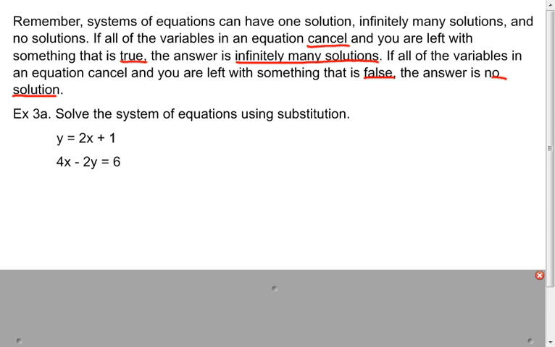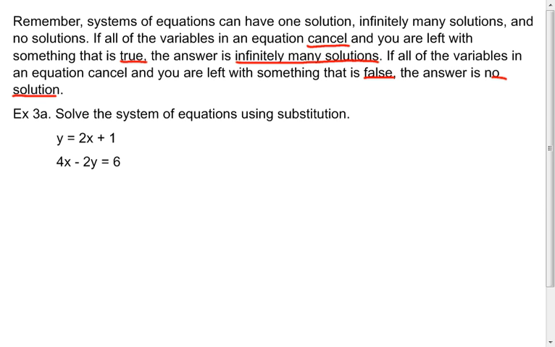Here's an example. Solve this system of equation. It tells me to use substitution. Y is already by itself, so I'm going to take what it's equal to and plug it into the other equation. So I get 4x minus 2, and then in parentheses, 2x plus 1 equals 6. So I took the y out, I put the 2x plus 1 in its place. Distribute.